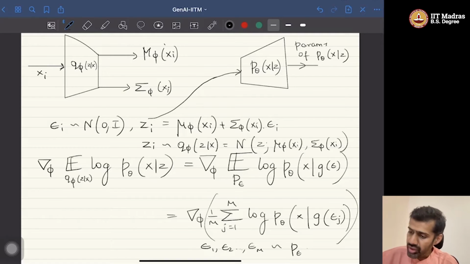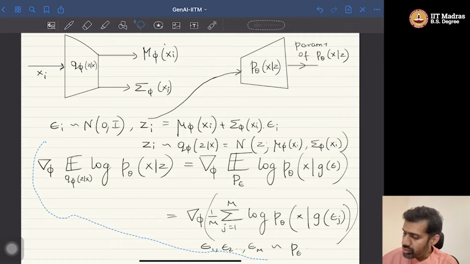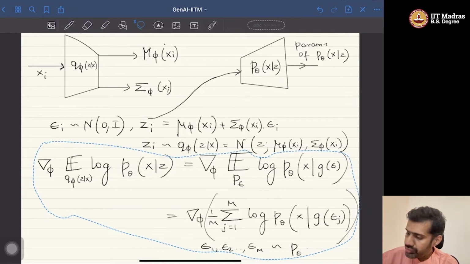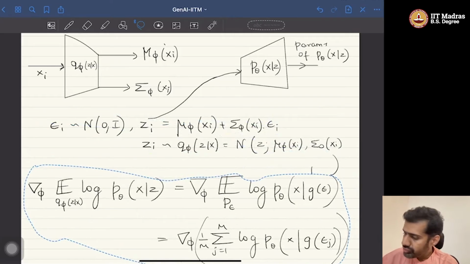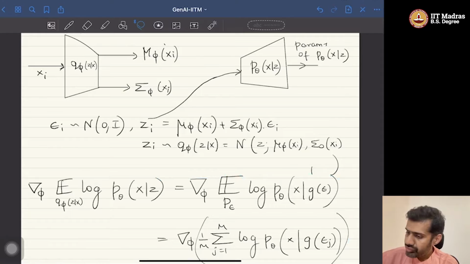Now why is this important? We'll just pull it a little down so that this is better.